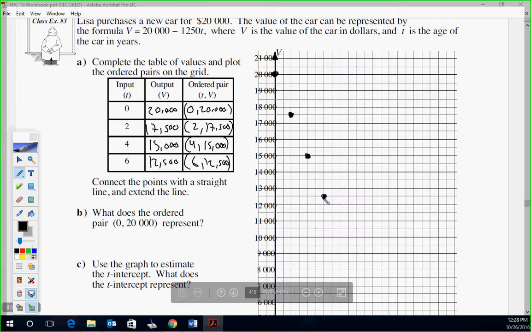It says connect the points with a straight line and extend it. So let's try to do that here. Do the best you can. Use a ruler if you guys have one. I don't know how good I'm going to be here. Actually, I think I can cheat here.